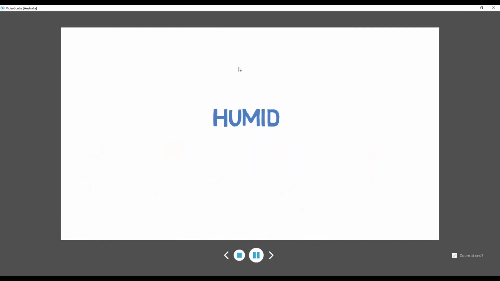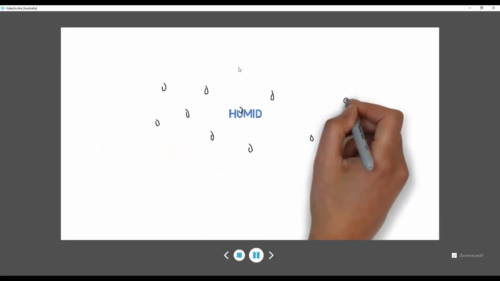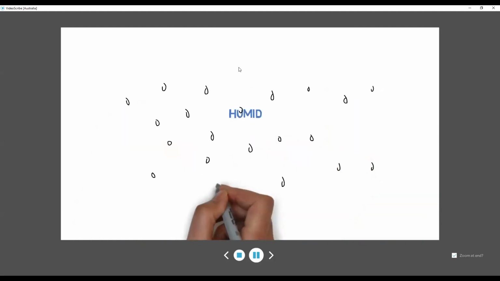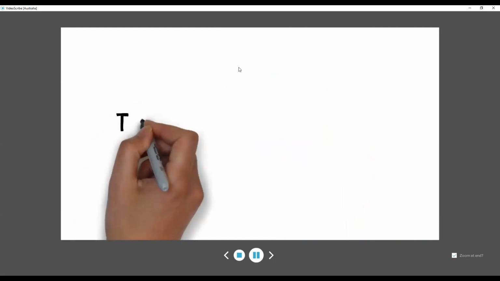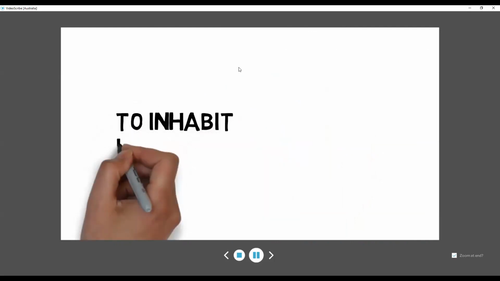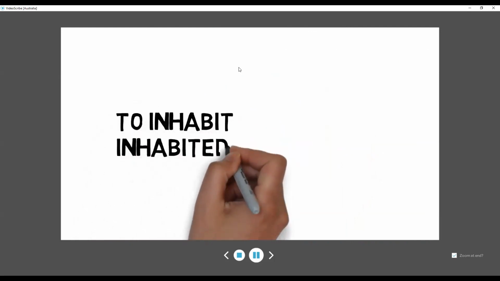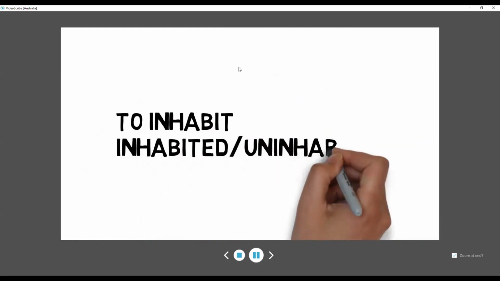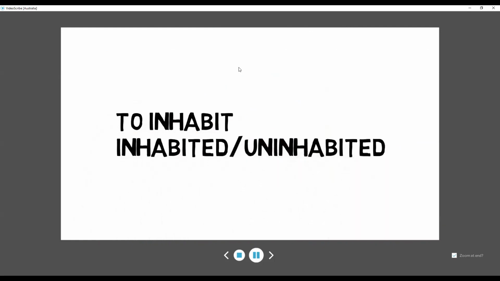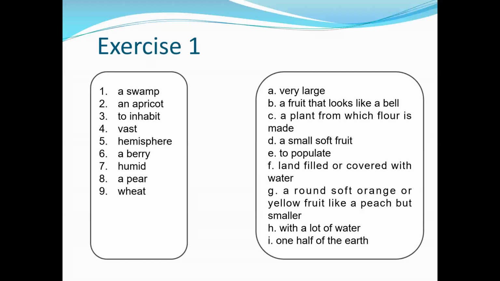Humid. Влажный. What can be humid? Humid climate, humid day, humid weather. To inhabit – населять, and adjectives inhabited – населенный, uninhabited – ненаселенный.